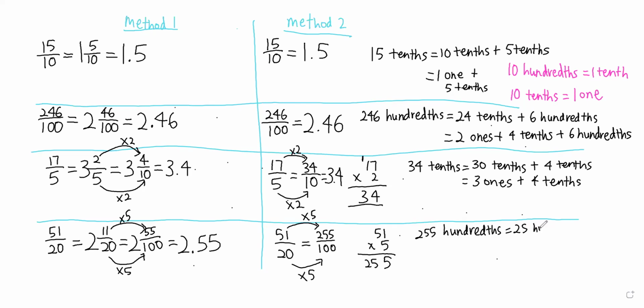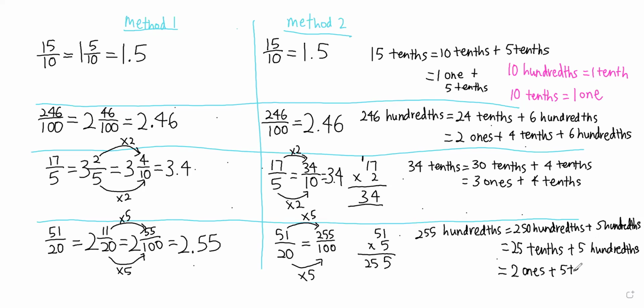Okay, so 255 hundredths is, sorry, 250 hundredths plus 5 hundredths, which is 25 tenths plus 5 hundredths, which is actually 2 ones plus 5 tenths plus 5 hundredths. And that is how I get 2.55.